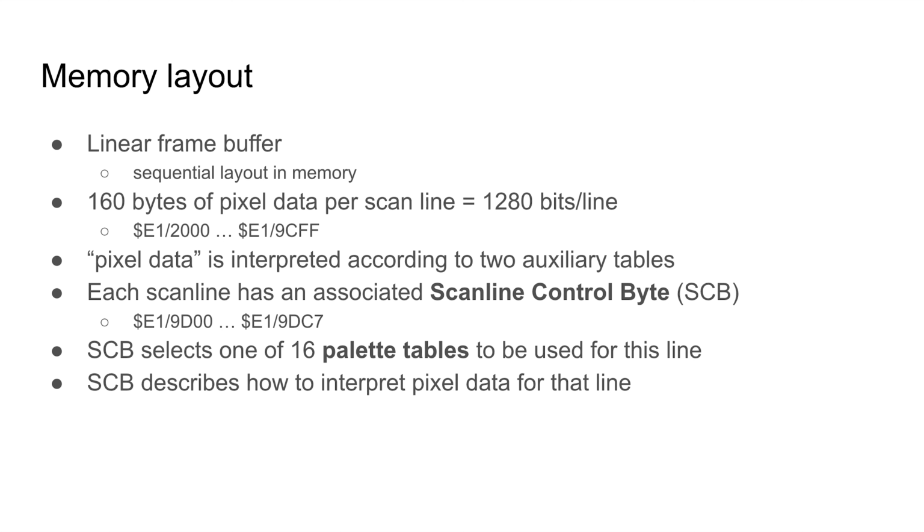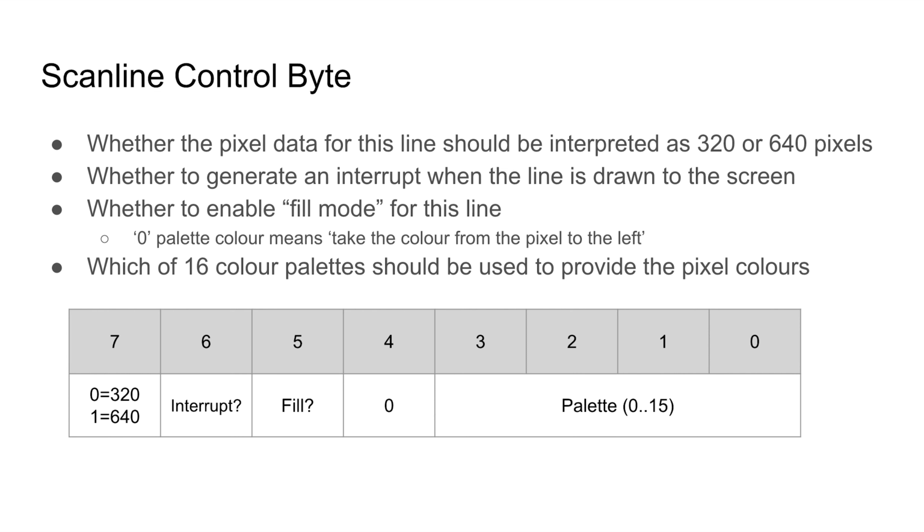The first is called the Scanline control byte. And each scanline has one of these Scanline control bytes associated to it. And this selects which of the 16 color palettes to use for this line. And it tells how to interpret the pixel data for the line. So in more detail, the Scanline control byte directs the 2GS whether to display this line in 320 or 640 pixel resolution. There's an ability to generate an interrupt when the line is redrawn, and this is useful for things like animation, so you can update the graphics display without having tearing from racing the beam.